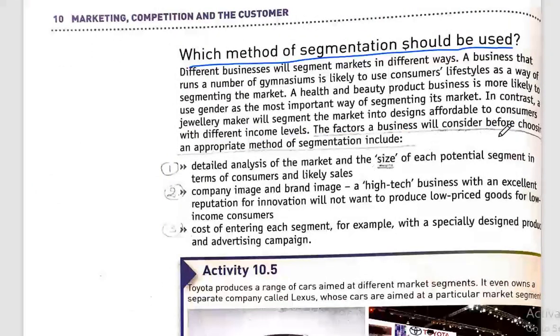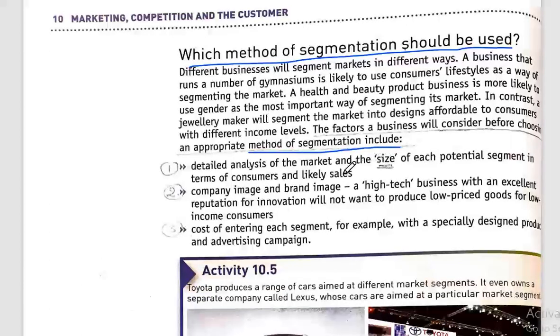The factors a business will consider before choosing an appropriate method of segmentation will include the following. I should plan and consider a few points before I actually make any decision. First, I should do a detailed analysis of the market and the size of each potential segment in terms of consumers and likely sales. So I will do the analysis. I'll make these potential segments and see, if I segment in this way, what the sales are likely to be, or whether it is going to be a large segment or a small segment.